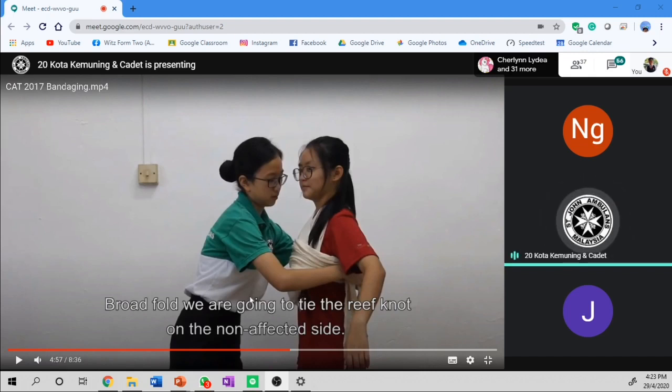Okay. Broad fold is basically you fold your triangular bandage 2 times, and then it's kind of like a wide piece of cloth to help stabilize the elevation sling here.